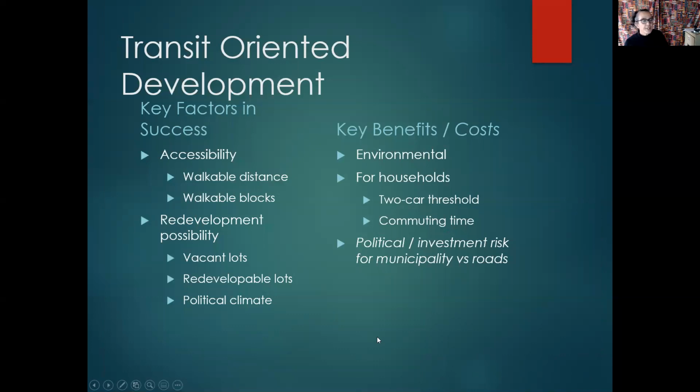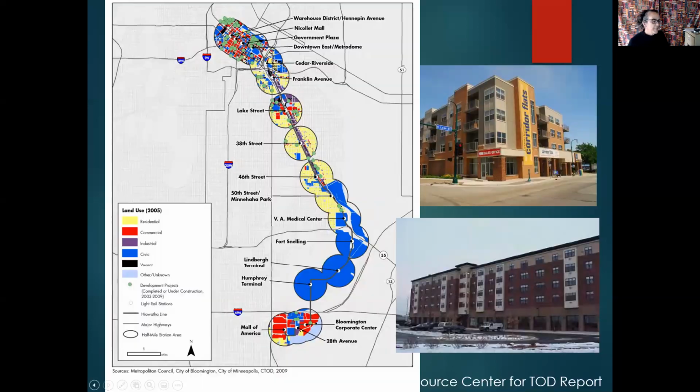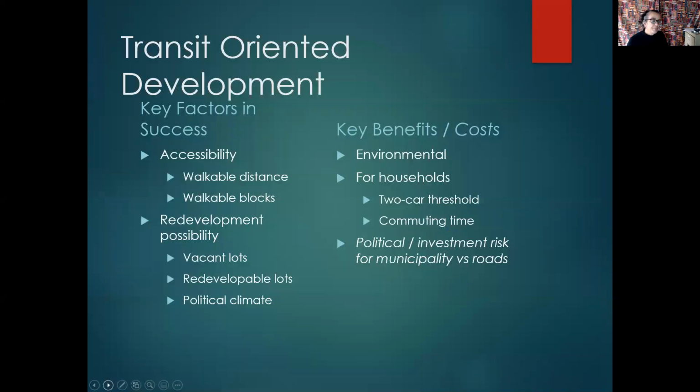So the key factors in success is to make sure that there's a walkable distance. I didn't even mention that. You see how those nodes are circled? That's a walkable distance to the node. That there's a walkable distance to the nodes, and that the blocks themselves are walkable. In some places the blocks are either too suburban or too long to develop walkability.